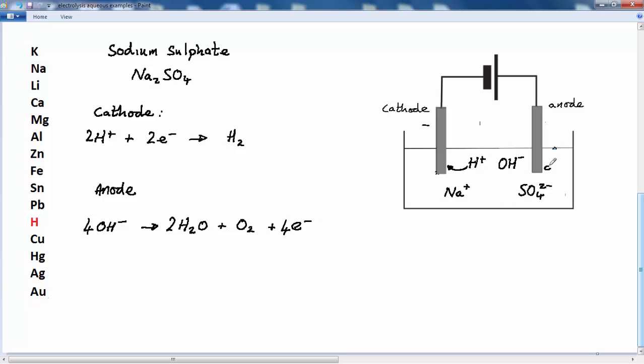Okay, so here we're going to get oxygen bubbling off, and on this electrode we're going to get hydrogen bubbling off. Just remind ourselves again here, the hydrogen ion is reduced, and here the OH minus ion is oxidized.